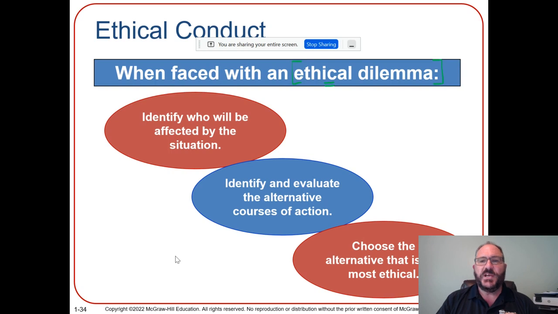This last piece here, they're talking about ethical dilemma. What should you do? So anyway, a big problem with accounting, you're talking about numbers, you're talking about people's livelihood. Identify who will be affected by the situation. Who's it going to impact, right? Alternative courses of action, and then choose the alternative that's the most ethical. By the way, a lot of times people want accountants and financial people to do unethical things, you can't do it. It'll cost you your livelihood and everything else. The one thing, ethics are imperative. Okay?